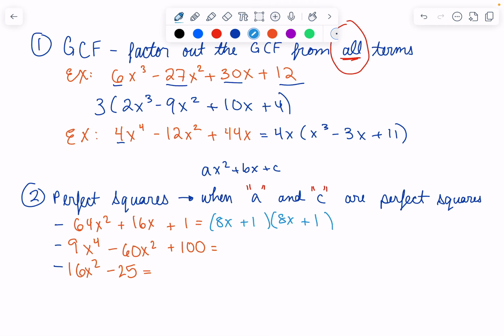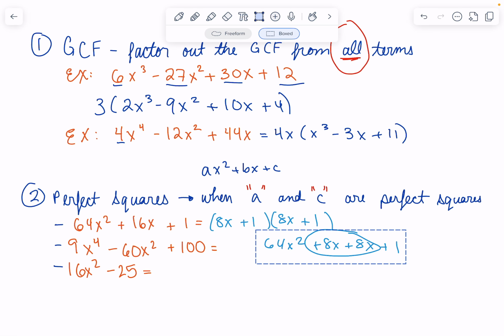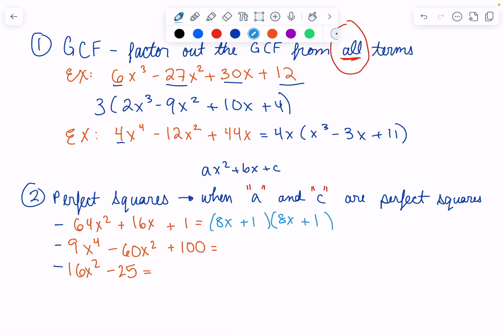Again, to confirm that we did that correctly, we would just multiply this out, or FOIL it. 8x times 8x is 64x squared. Outer, inner, if you're doing FOIL, plus 1. And then when we combine like terms, we do, in fact, get 16x. All right, moving on to another example.